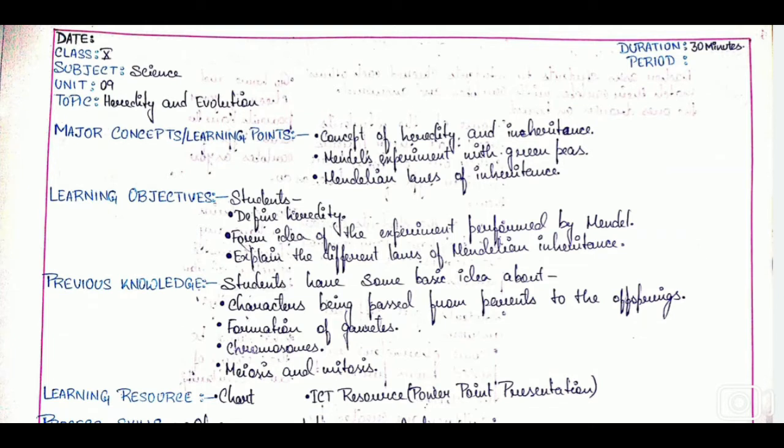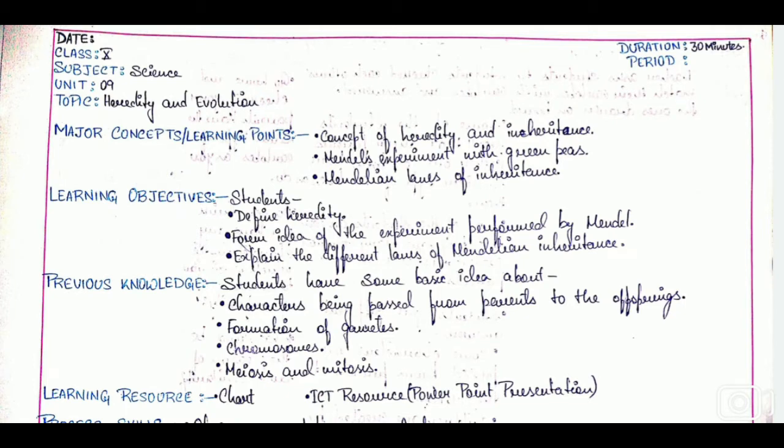Then we need to write the major concepts or the learning points. Here we are going to just write the concepts that we are going to deal with that day. And then comes the learning objectives. In the learning objectives we have to follow Bloom's taxonomy, and from there we can find the keywords, like here I have used define, then form idea, then explain. These are all taken from Bloom's taxonomy.